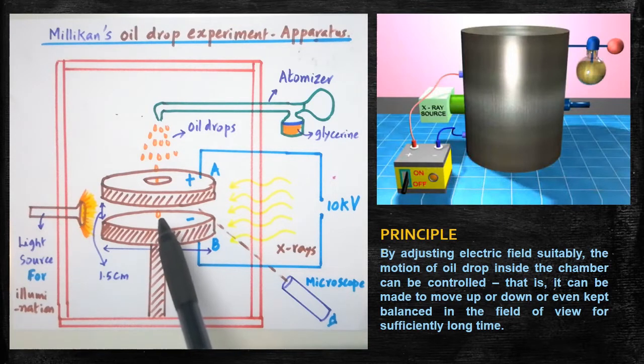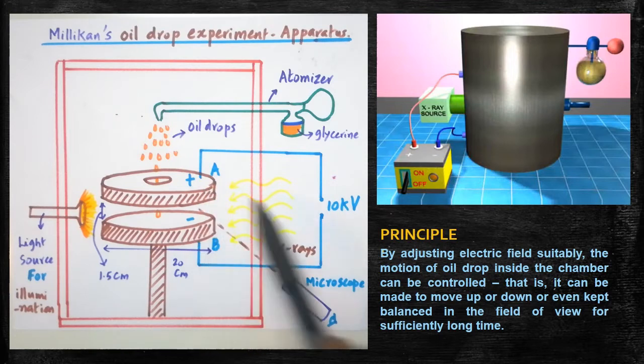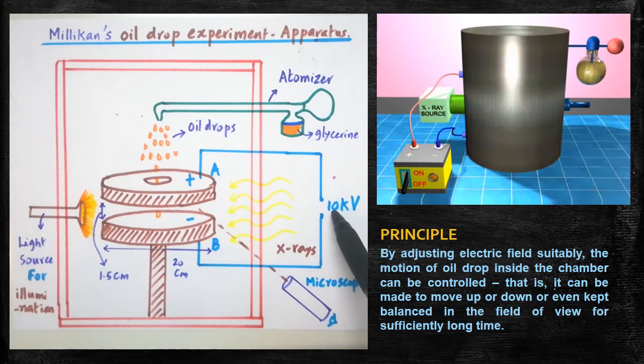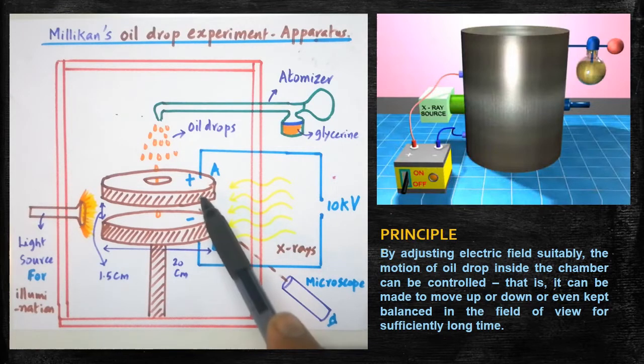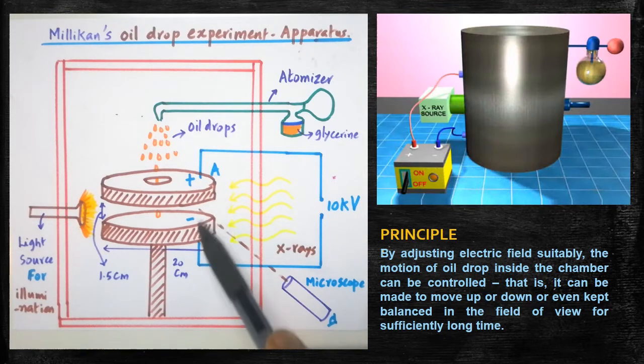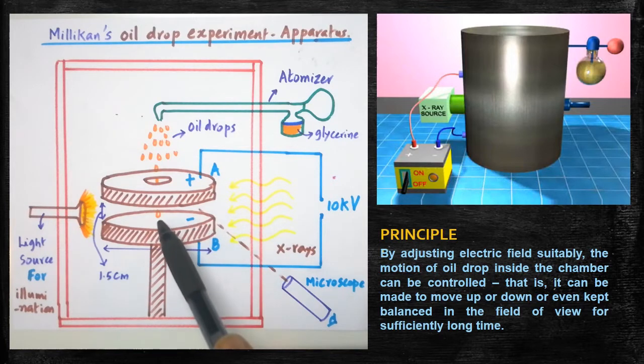Okay, here two plates are connected to a high voltage power supply. Therefore, an electric field is maintained between the two plates. By adjusting the electric field suitably, and this is a very important sentence, the motion of the oil drop inside the chamber can be controlled.